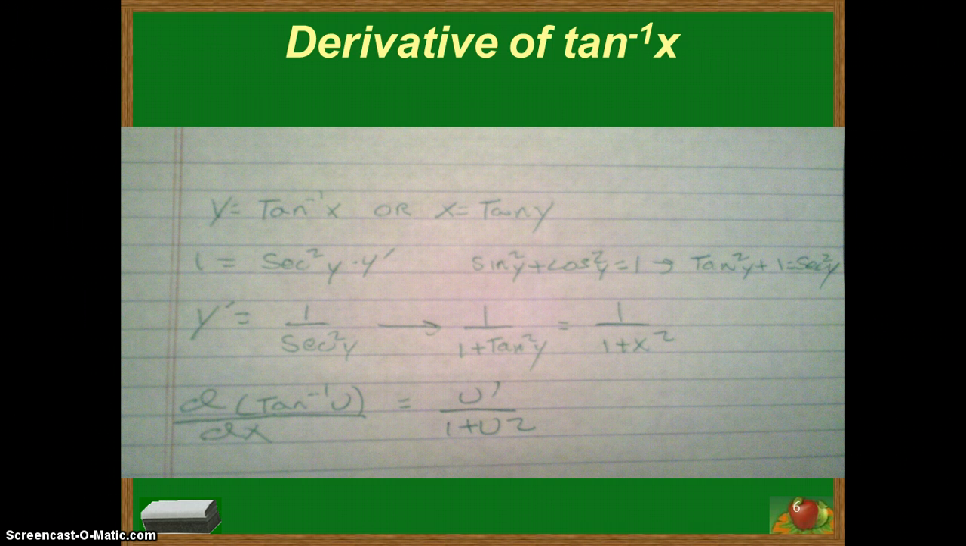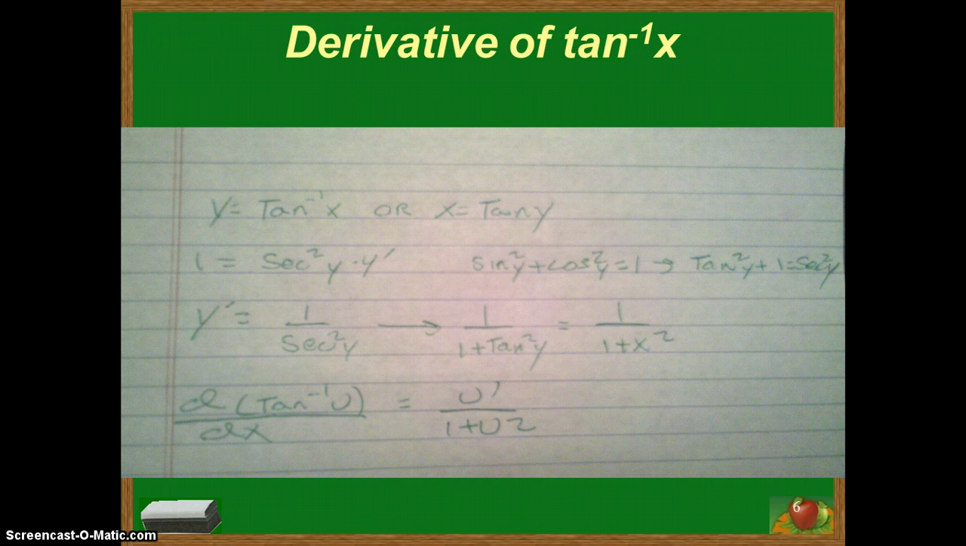How about tangent? Well, y equals arctangent of x. That's the same as x equals the tangent of y. Okay, take the derivative of both sides with respect to x. I get 1 equals secant squared of y times y prime. Solve for y prime. Y prime is 1 over secant squared of y.